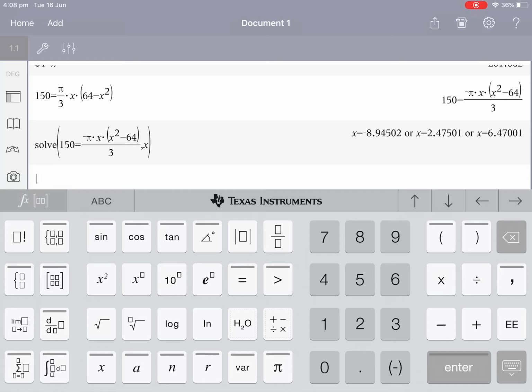What I would do is ignore the x equals negative 8.9, because x represents the height here, and as we said before, the height can't be negative. Given that my height value has to be between 0 and 8, the only 2 answers I need to write down are 2.475 and 6.47. So x equals 2.475 and x equals 6.47.